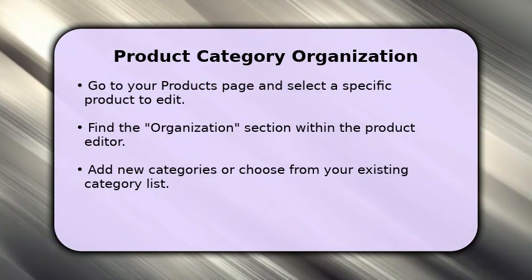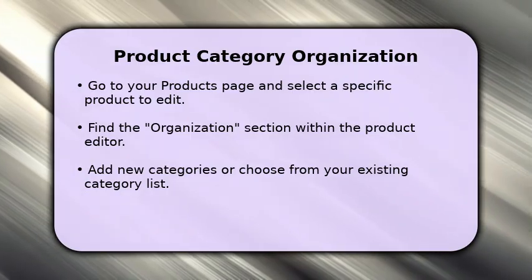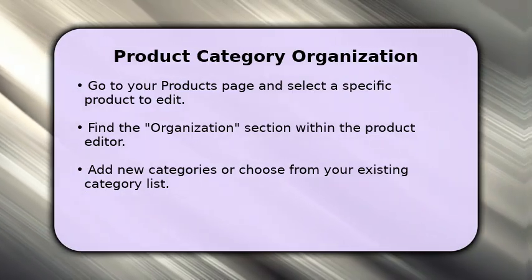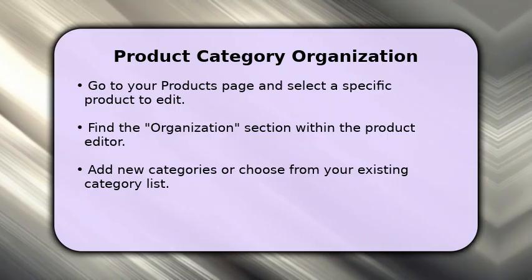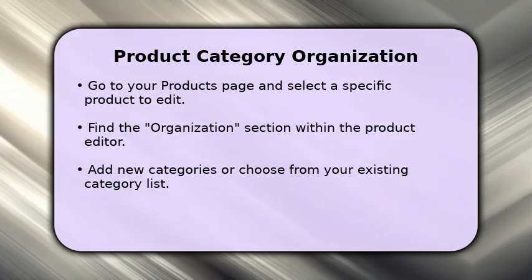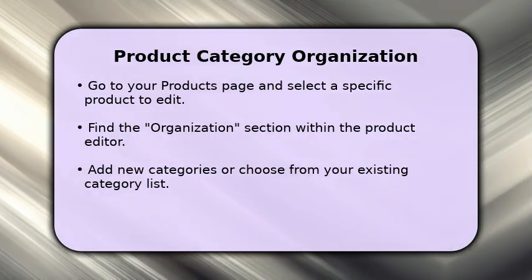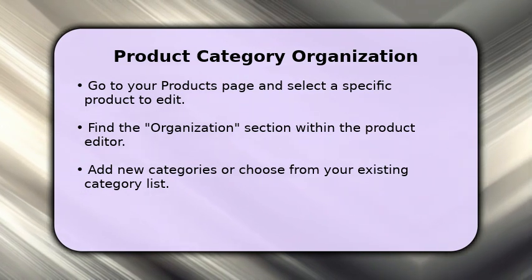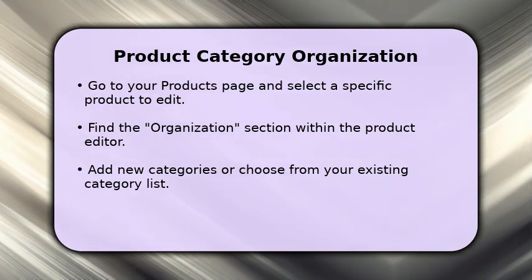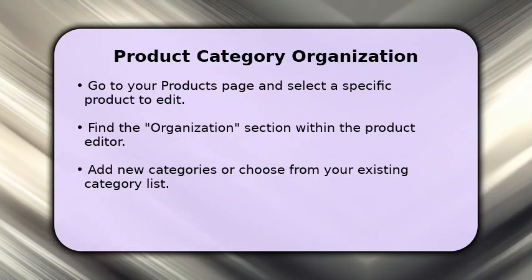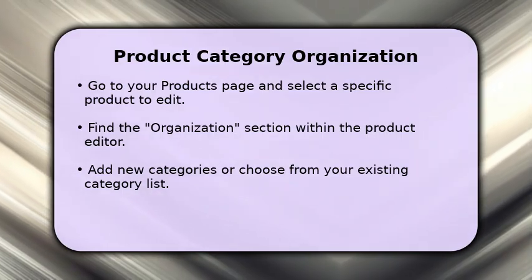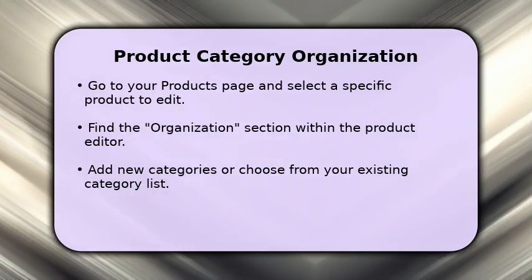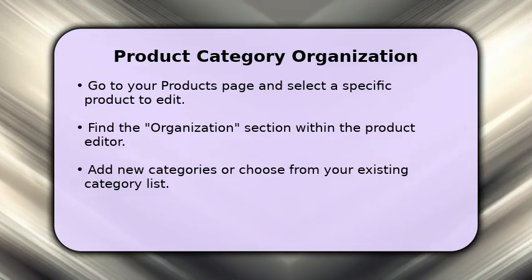Categories are also vital for organizing your products. Head over to your products page and select any product you wish to edit. Within the product editor, look for the Organization section. Here, you can either add brand new categories specific to your products or select from your existing list. This feature greatly assists customers in filtering and discovering items, enhancing their shopping experience.